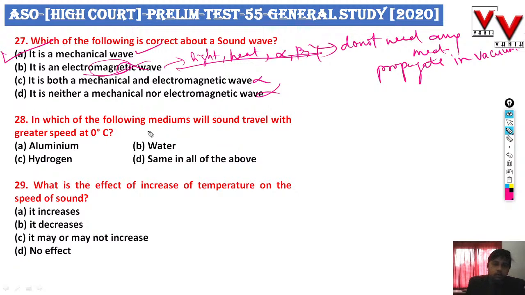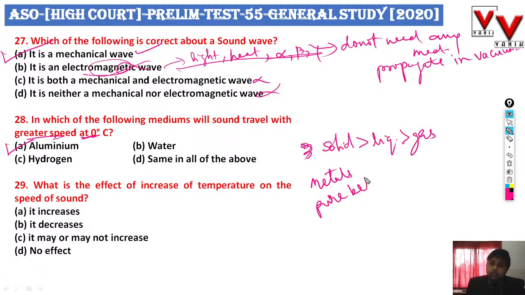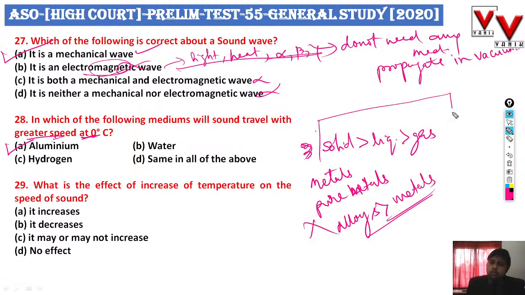Moving to question 28: which of the following mediums will sound travel with greater speed at 0 degrees Celsius? It is option A, that is aluminium. Sound travels faster in solid, then liquid, then gas. If you have pure metals and then alloys, sound travels faster in alloys than in metals. But you need not go through much detail; this is what is required for your examination. At 0 degrees Celsius, this is the only solid given here. So the order is aluminium, then water, and then hydrogen.